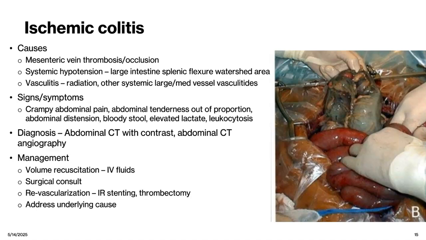It is typically diagnosed with an abdominal CT scan with IV contrast or abdominal angiography. Patients with ischemic colitis should undergo aggressive volume repletion and have an urgent surgical consult for evaluation, as this can be a surgical emergency. Revascularization by interventional radiology with stenting or thrombectomy may also be needed. If there is an underlying cause like a hypercoagulable disorder or a vasculitis, that will also need to be addressed.